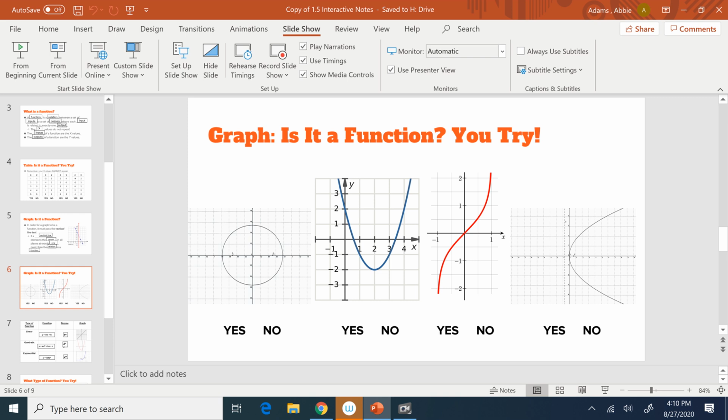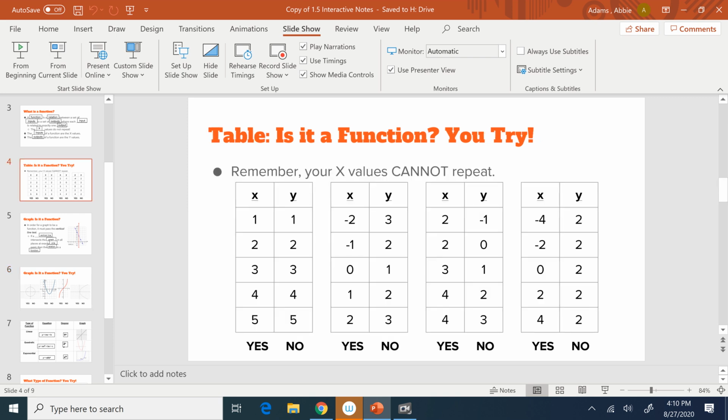We also talked about tables. So we looked at a table, and we said, hey, are all of our x values unique? So making sure none of the x values repeat. As long as they do not repeat, it is a function. But where they repeat, it is not a function.